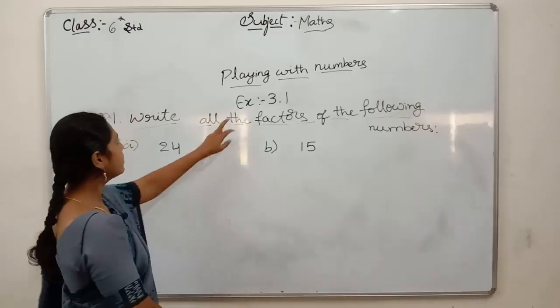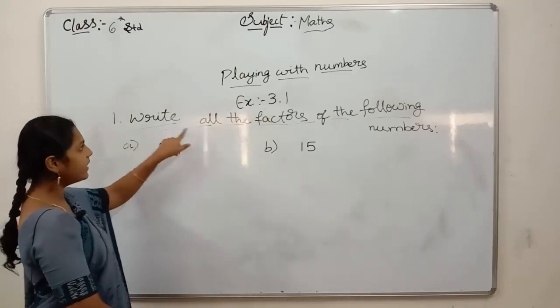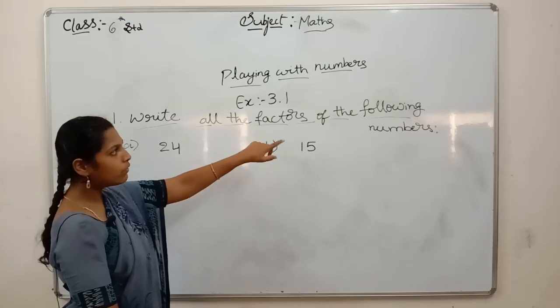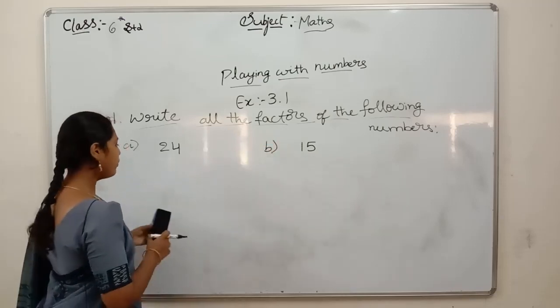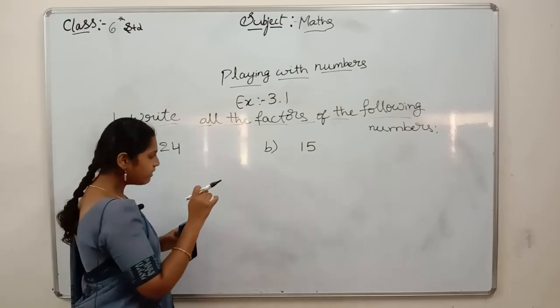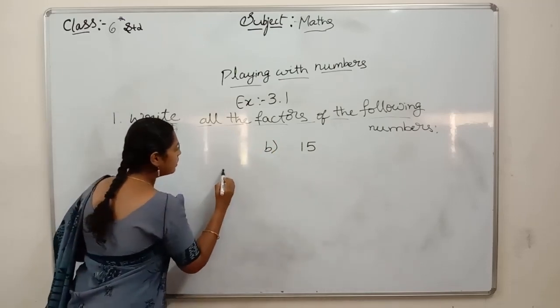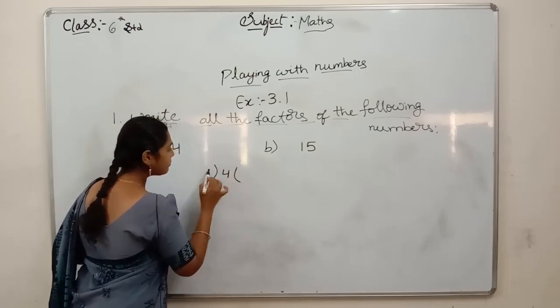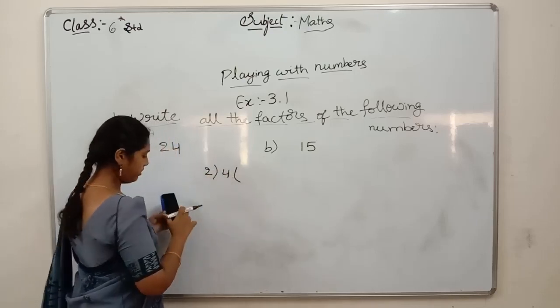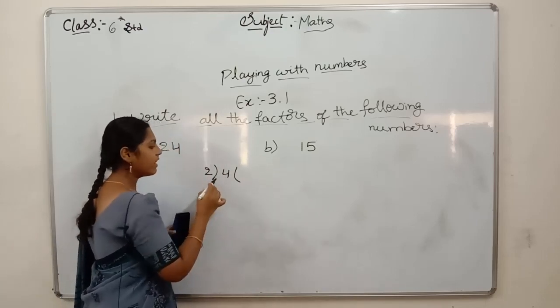Next one is exercise 3.1. In that, the first question: write all the factors of the following numbers. The first one they gave is 24. How to write factors? Let me explain what I said on the day. What is the definition of a factor?